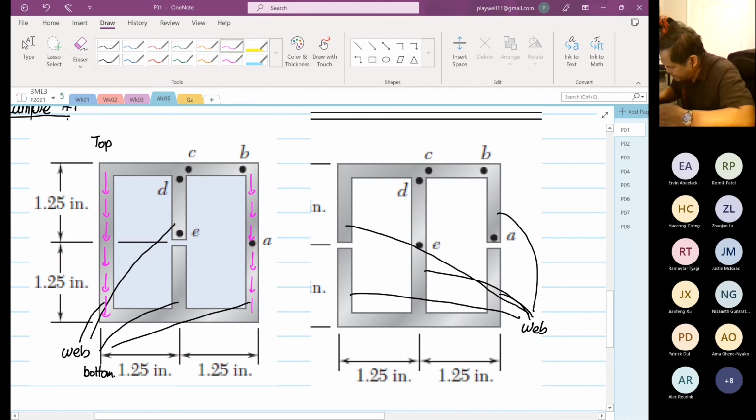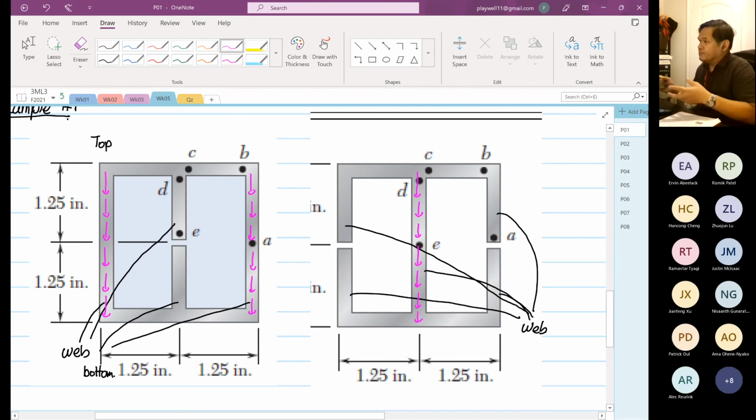Okay. Now, on the right, it's the center one because it's continuous, yes or no? Right? So the web controls the flow. Then after that, you start designing the rest of the structure.